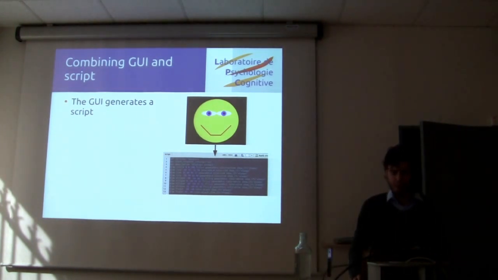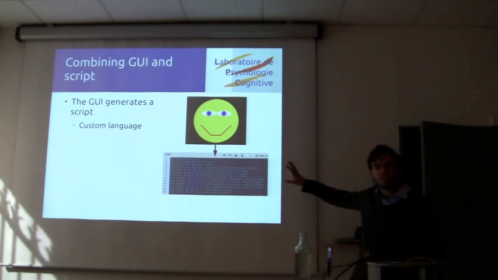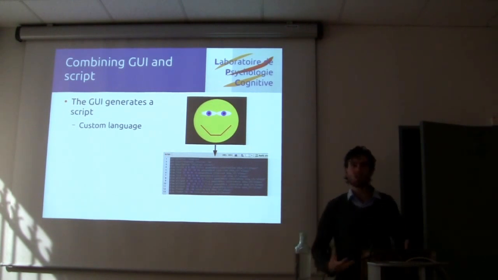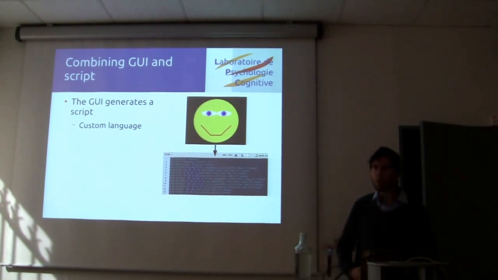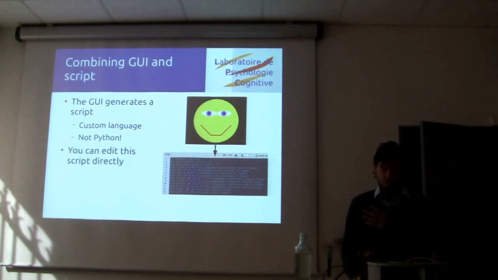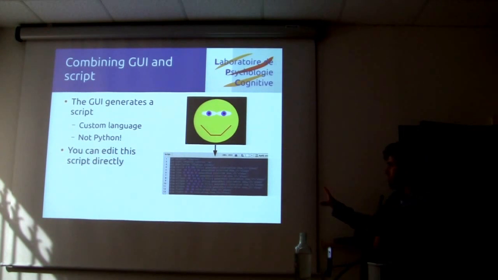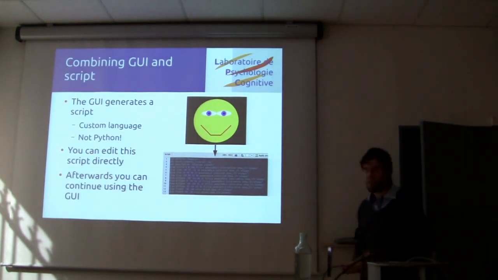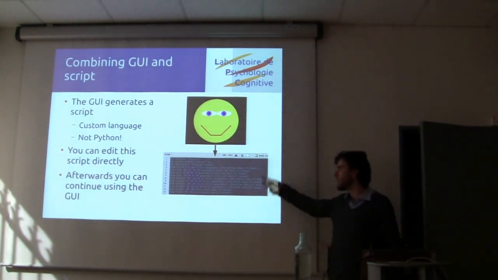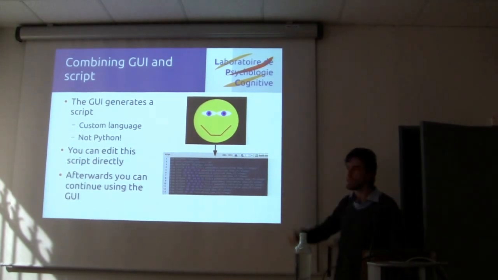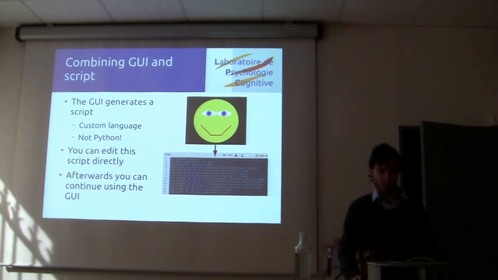That happens automatically. This is a custom language, just to avoid any confusion. What you're seeing here is not Python. OpenSesame does not generate Python script. It generates a very simple custom language that I call OpenSesame script. So it's not Python. You can edit this script directly, and that's quite nice. And then you can continue using the GUI. The script is so simple that OpenSesame can parse it and translate it back into the graphical user interface. And that makes it possible to do very cool things.